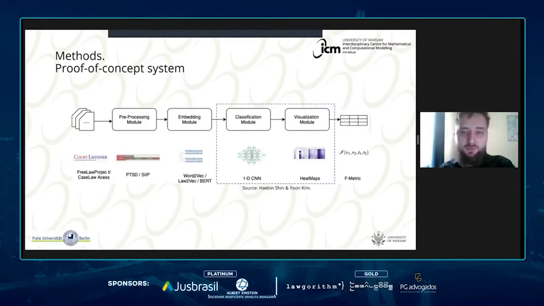The part that will be crucial in this presentation is the fact that the CNN module was coupled with the visualization module, which generates heatmaps that show the most important words that impact the classification of the convolutional network.